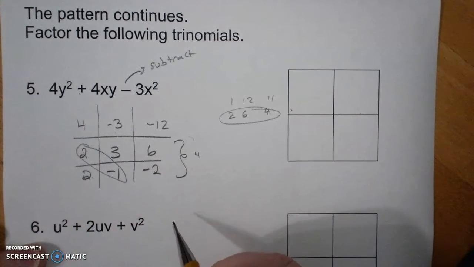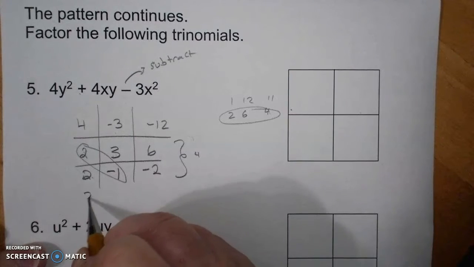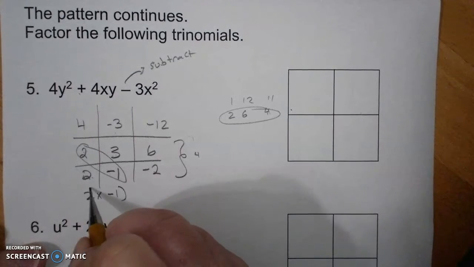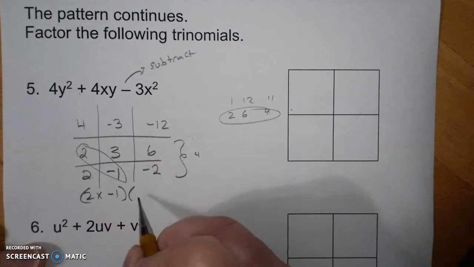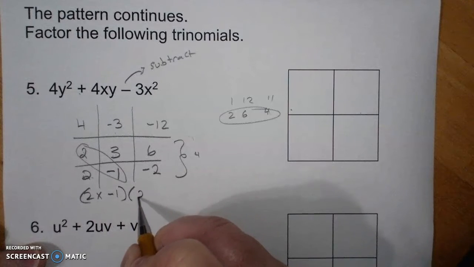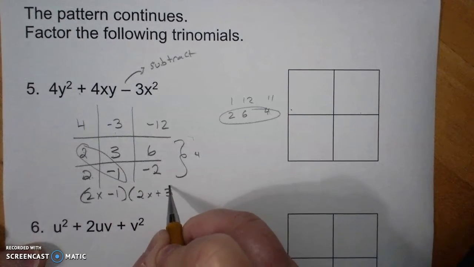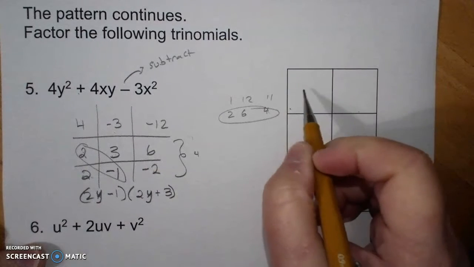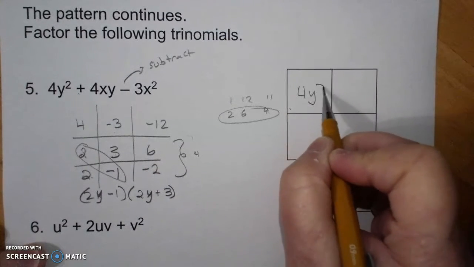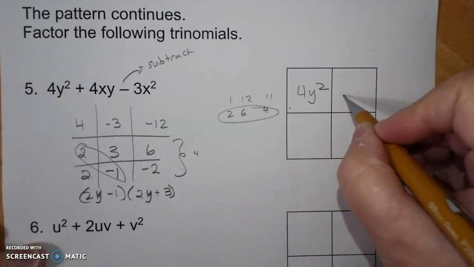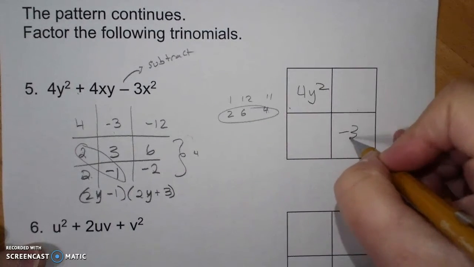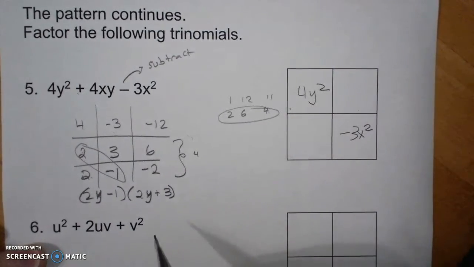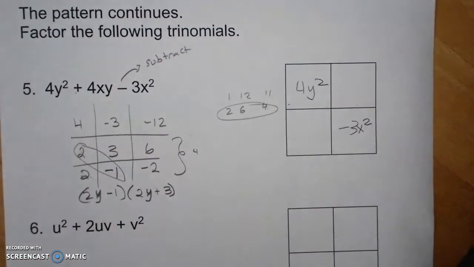So this is 2x minus 1 times 2x plus 3. Sorry, we'll put y's this time. Y and y. Here, this is 4y squared. This is -3x squared. Ooh!